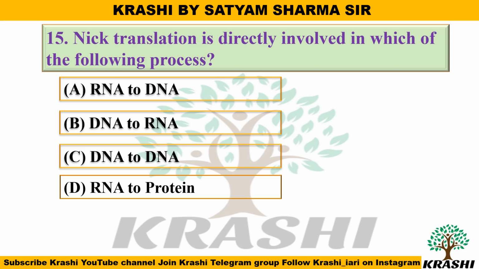Question number 15. The nick translation is directly involved in which of the following processes? It is involved in the conversion of DNA to DNA, where it is a technique for radioactively labeling double-stranded DNA.